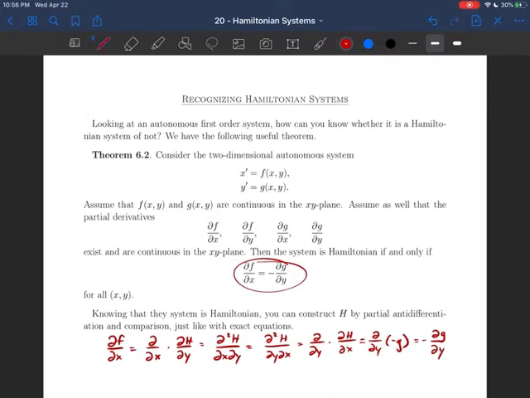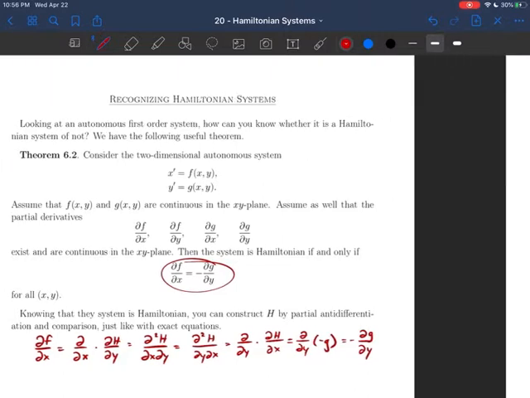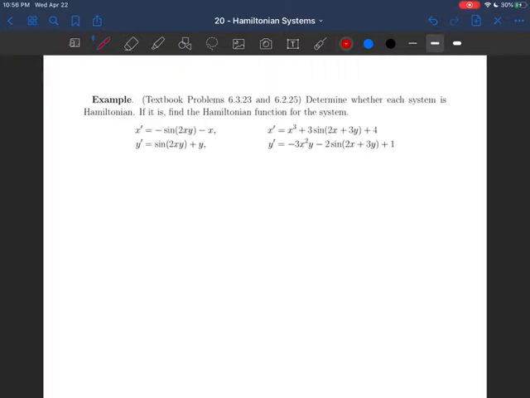If this happens, then you can construct the Hamiltonian. How do you construct the Hamiltonian? Well, you do it by looking at the definition of the Hamiltonian and doing some partial anti-differentiation and comparing, just like we did with exact equations. So that's how we recognize a Hamiltonian system. We just have to take a couple of partials and see whether they have the opposite sign of each other.